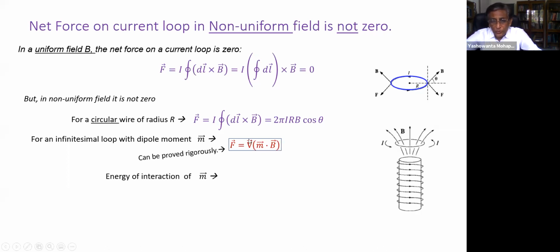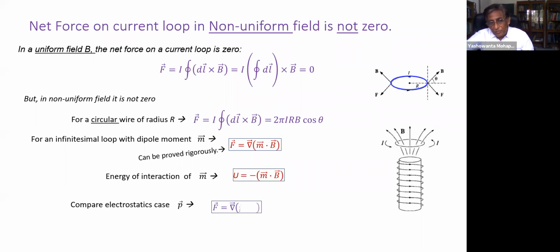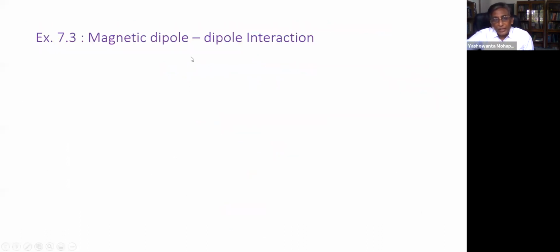If this is the force, I can always predict the energy, which is of course minus m dot B. Now, that looks familiar? In fact, it is exactly the same. Compare electrostatics. In terms of p, F was, there was another formula, but if we write it in this form, it's exactly the same. And of course, U is also exactly the same, p dot E.